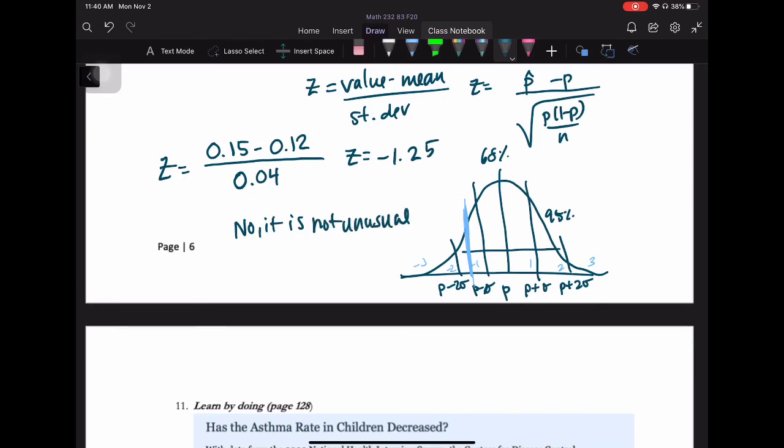And if you remember back a ways, we used 5% as our measuring stick of whether something was unusual or not. And if you use your normal calculator on StatCrunch to find the probability of negative 1.25, you would find that it is not unusual at all.